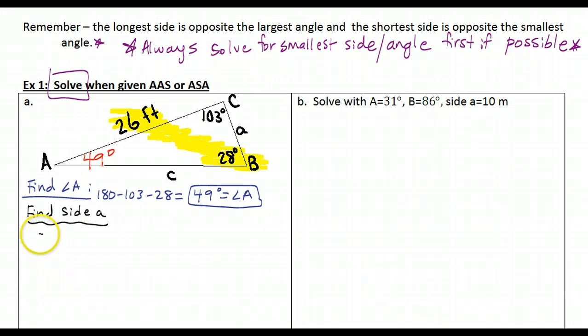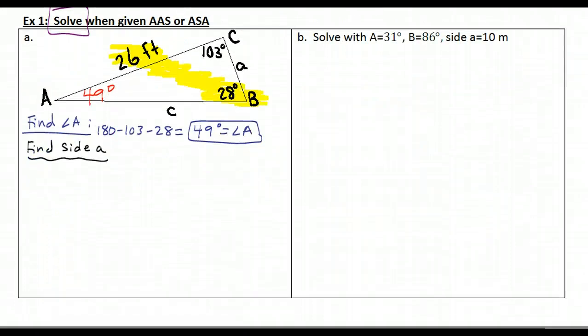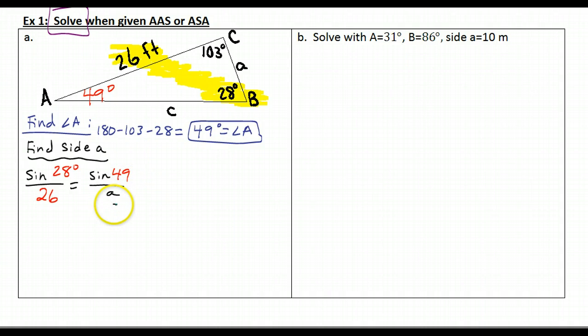So I'm going to write out the formula the first time here just so you can get the hang of it, but once you get the hang of it, it'll be really fast. In this situation, let's find side A first. So I am going to use this part of the formula that uses B and A. And then what I'll do is fill in angle B, which is 28 degrees. I'll fill in side B, which is 26. I'll fill in angle A, which is 49, and then side A, I don't know.